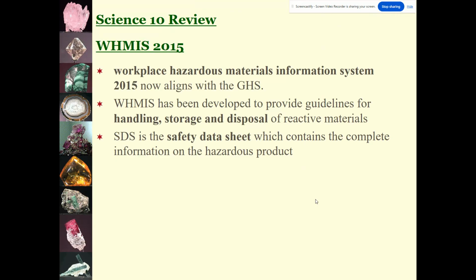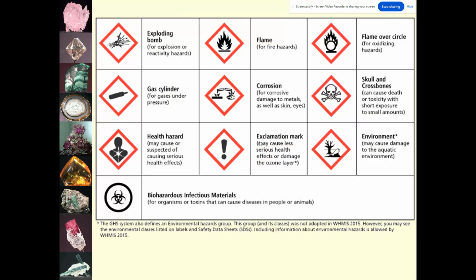It usually comes in a symbol format that tells you at a quick glance what hazards are associated with it. But if you want complete information on the chemical, you're going to find something called a safety data sheet, SDS for short. Safety data sheets have complete information on the hazardous product that you're dealing with. So these are your WHMIS 2015 symbols.